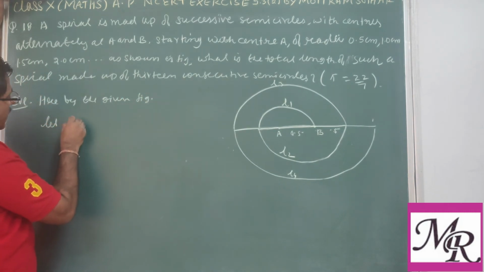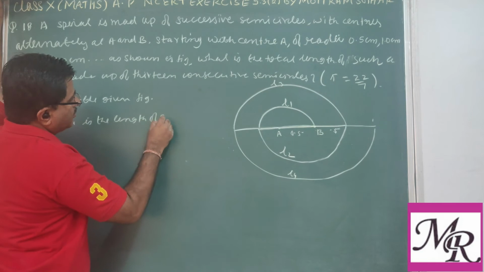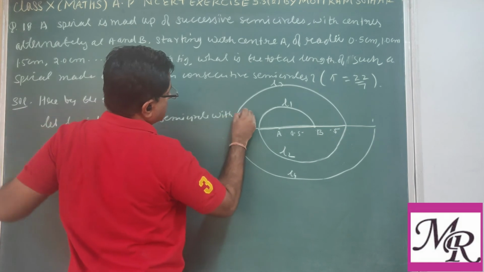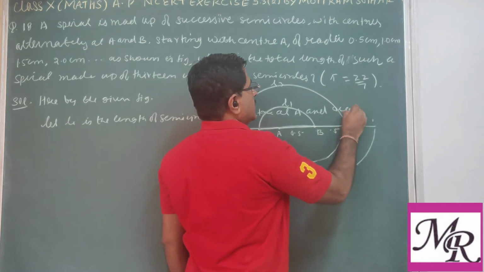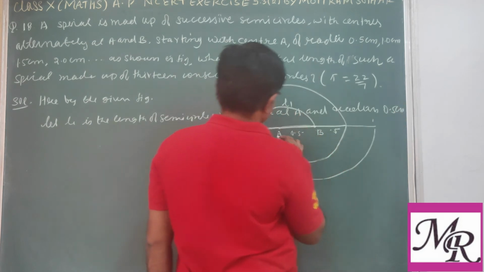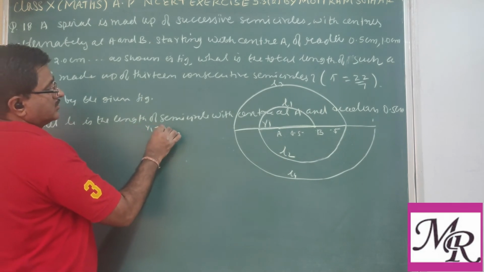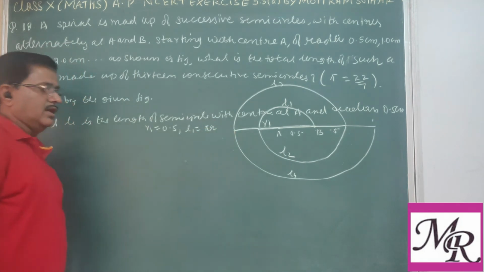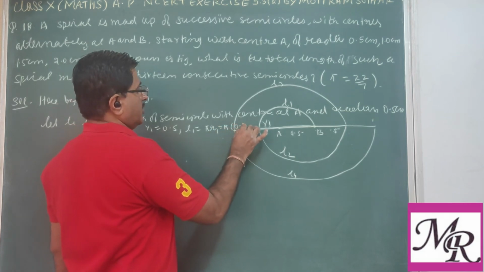Length L1 is the length of the semicircle with center at A and radius first 0.5 centimeter. So suppose this is R1, so R1 equals 0.5. So L1, that is the semi-perimeter of a circle, is pi R1. So we get pi R1, with R1 being 0.5.